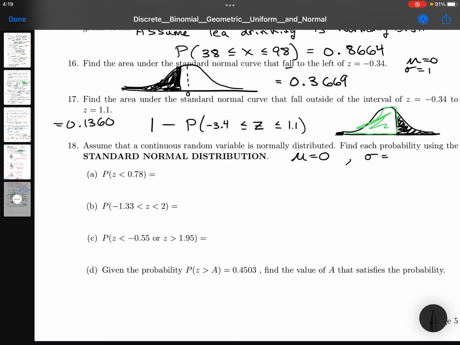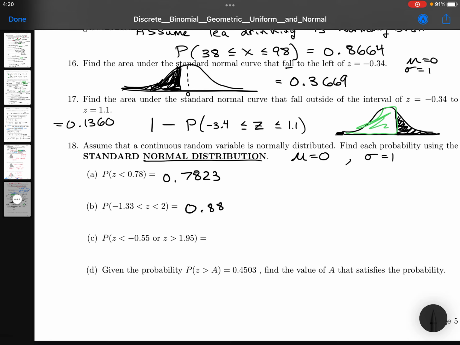All right, number 18, probability that standard normal distribution, let's just repeat that. Mu is 0, sigma is 1, and of course it is a normal distribution, so we follow a normal curve, but standardized with mean 0, standard deviation 1. Okay, in question 1, we get 0.7823. We saw one like this earlier.